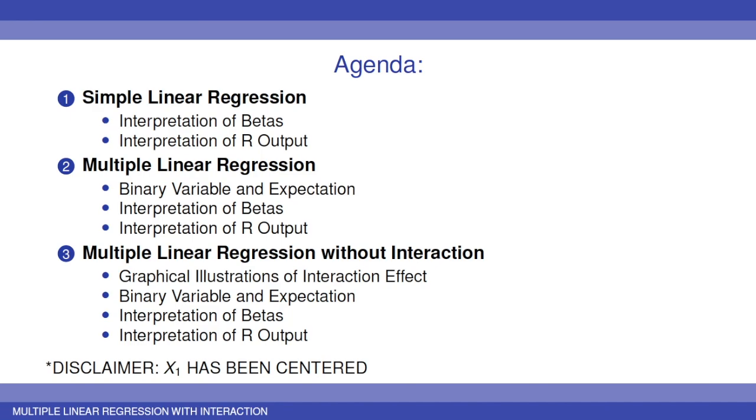Finally, we reach the top of our pyramid, multiple linear regression with interaction. Again, we will show you how the expected or mean response changes depending on the values of the binary variable. We will interpret the beta coefficients, and we will interpret the R output. But before all this, I will show you some graphs to help you visualize and understand interaction effects. I'll take this moment to point out that for the purposes of this video, x1 has been centered. I'll explain what this means and what it implies later on. But just keep this in mind as you are watching.